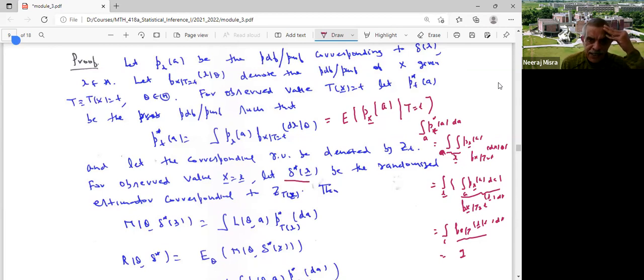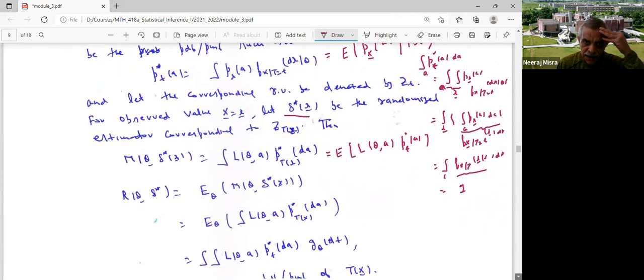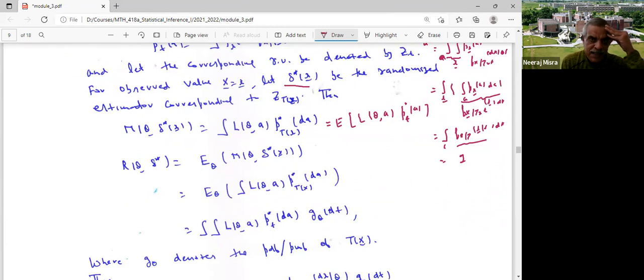Then what is the loss function associated with this estimator, P T star A? If you want to write it in terms of expected value, this is the same as the expected value of L theta A, and whatever that density is, P T star. This is an expectation with respect to the distribution of X, right? Which is the expected value of this quantity. This expectation is with respect to A: L theta A, P T star A. But what is P T star A? We have already seen it above.